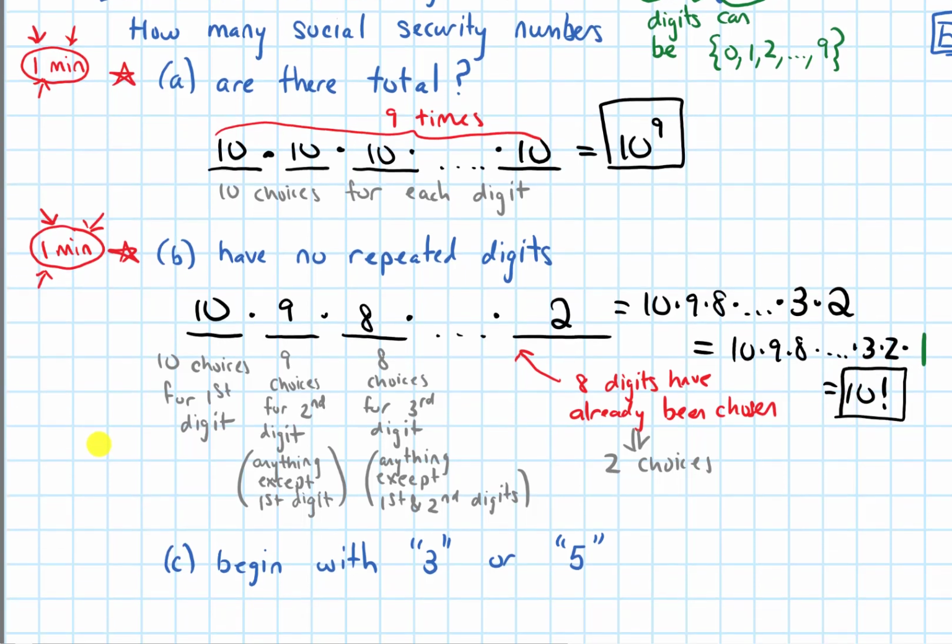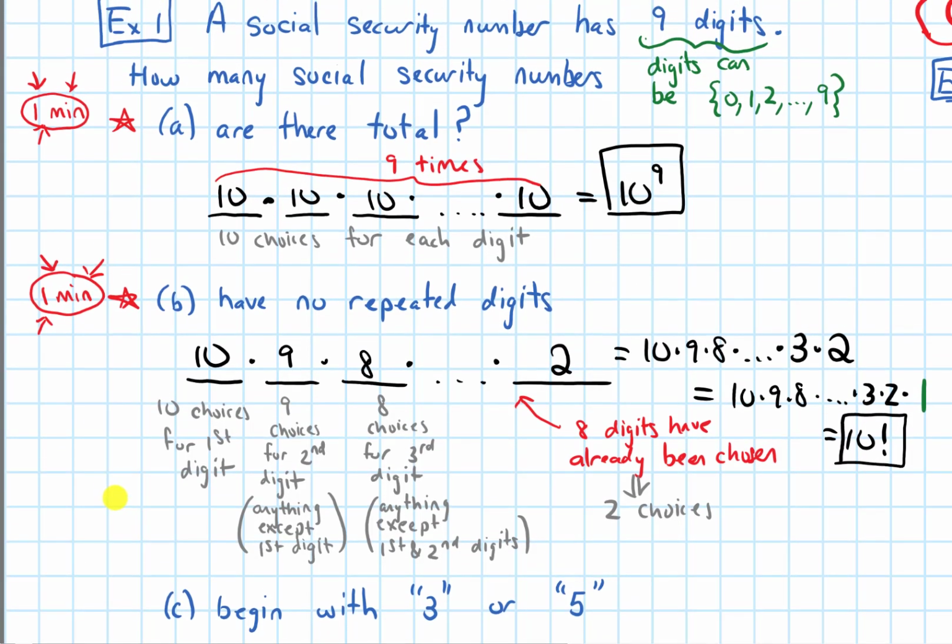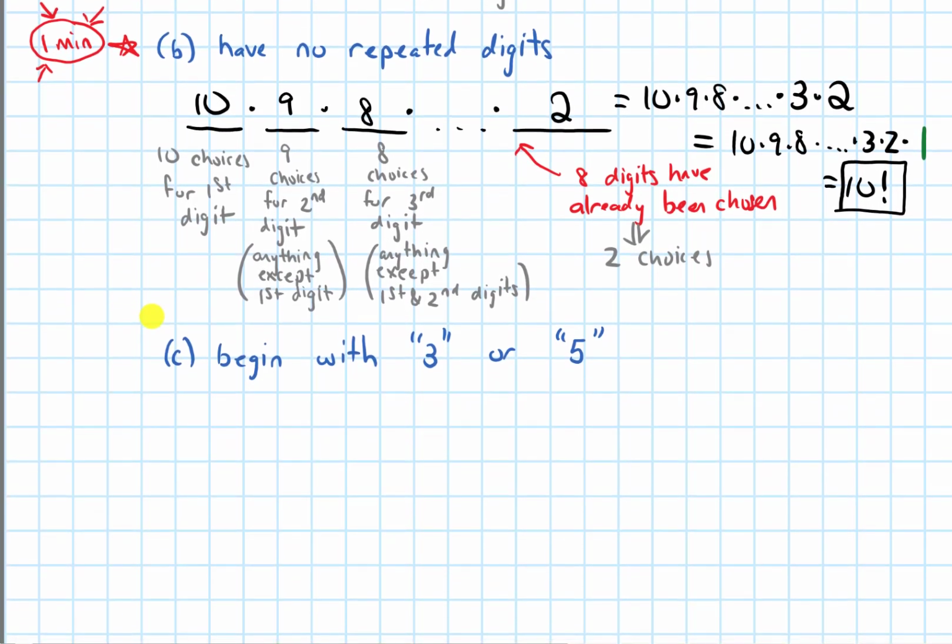And let's look at part C. C is asking how many social security numbers either begin with a 3 or with a 5. For this, I want you to pause the video and try this on your own for 2 minutes.